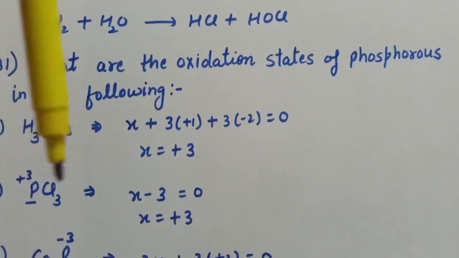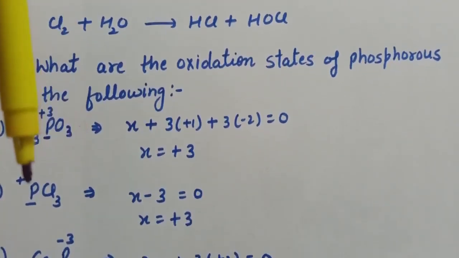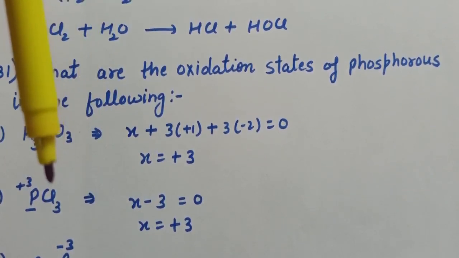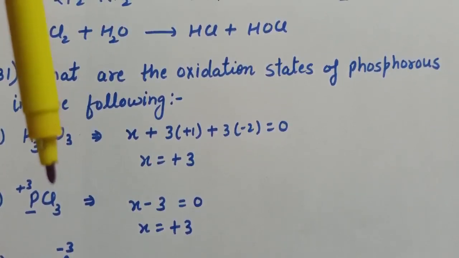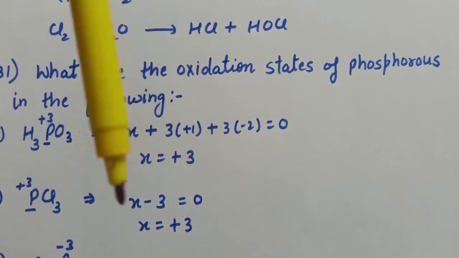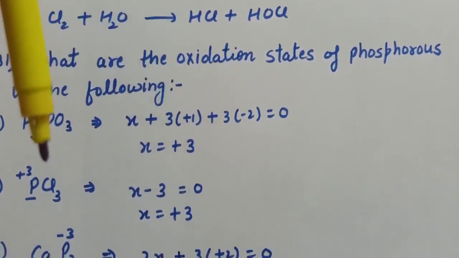Now next is PCl3. Again we assume the oxidation number of phosphorus is X and Cl has -1 oxidation state. So for 3Cl it will be -3, that will be equal to 0. So X comes out to be +3.